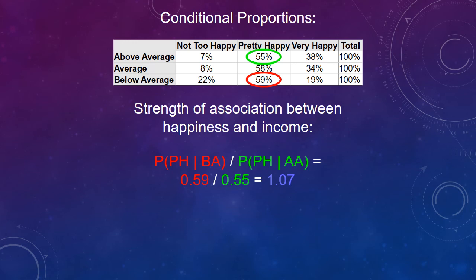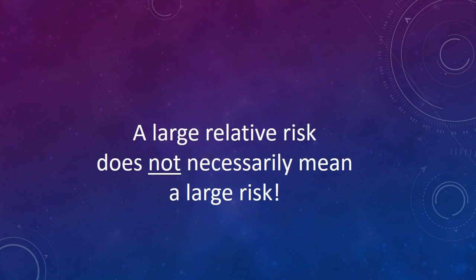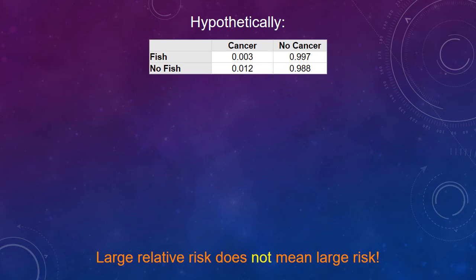What about the strength of the association for people who are pretty happy? Well, the proportion of people who have above average income and are pretty happy is 55%, and the proportion of people who have below average income and are pretty happy is 59%. When we take this ratio, we have 59% divided by 55%, which gives us 1.07. That's pretty close to 1, which suggests that there's a very weak association between income and happiness for people who are pretty happy. In other words, you're about as likely to be pretty happy no matter whether you have below average income or above average income.